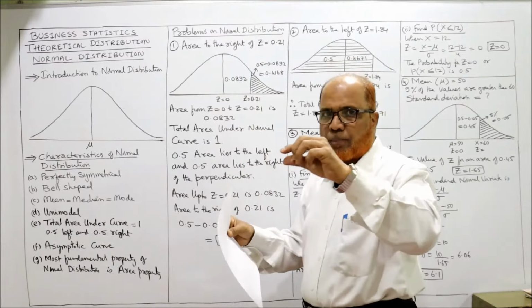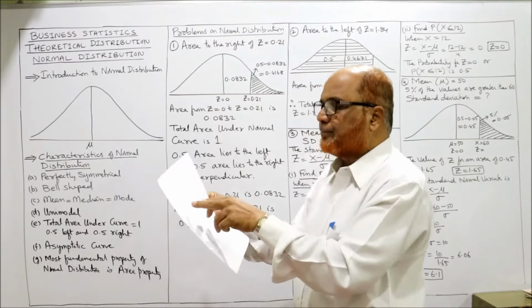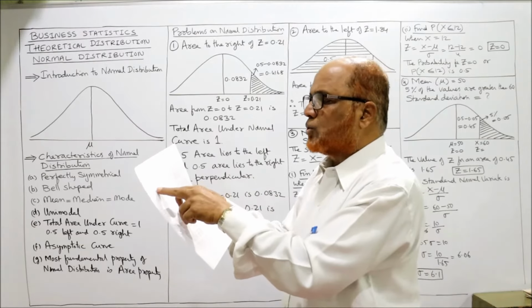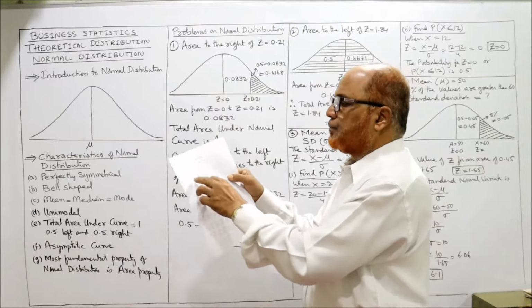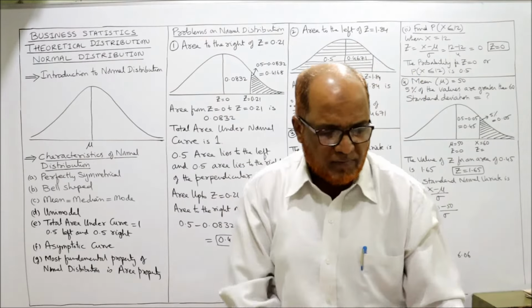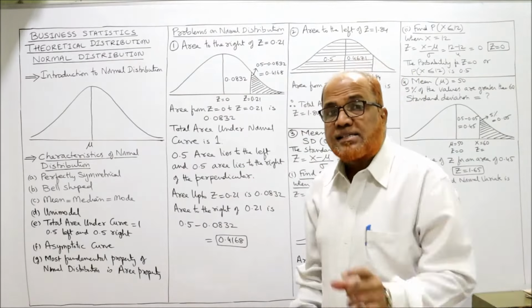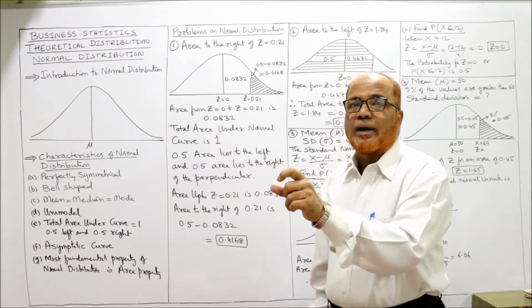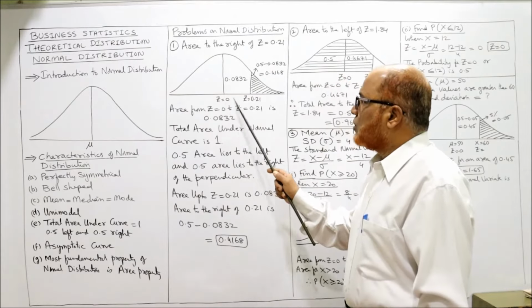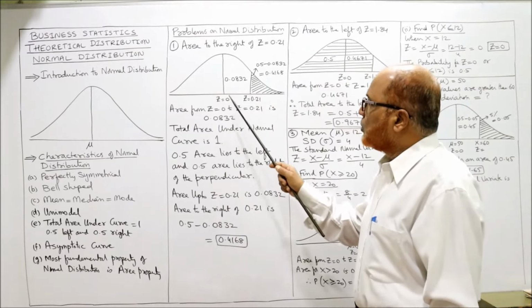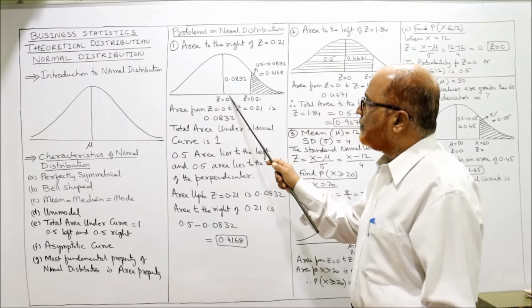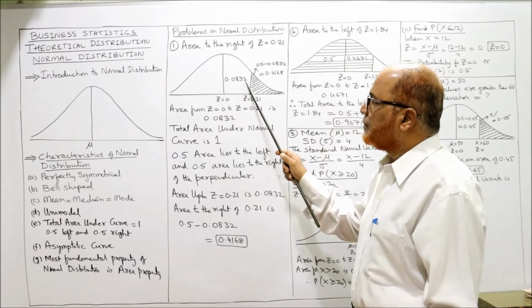So in the row 0.2 under column 1, 0.2 under 1, you will get 0.0832. 0.0832 is the value. तो कहां से कहां तक? 0.21, from 0 to 0.21 the area is 0.0832. तो यहां से यहां तक का एरिया 0.0832 है.